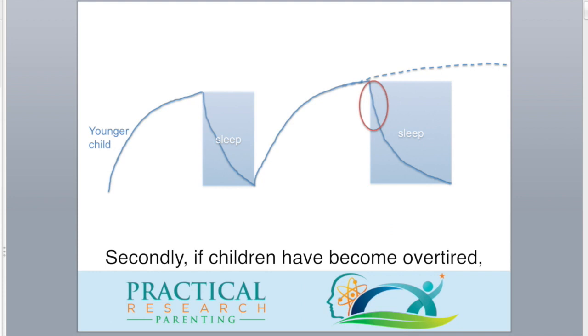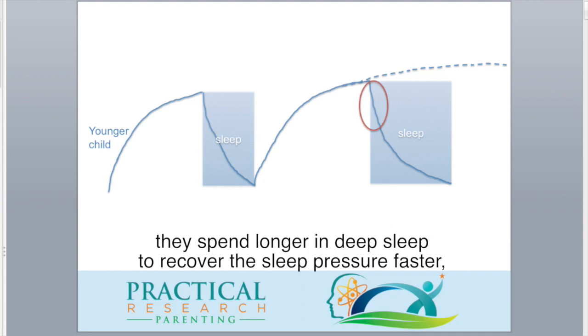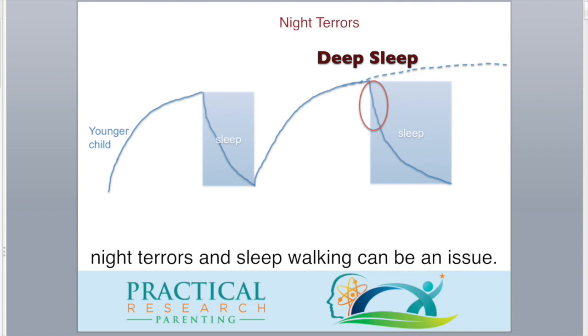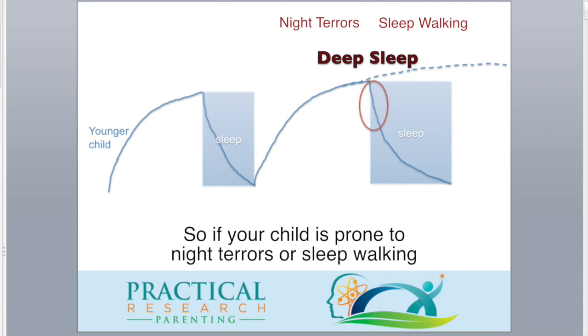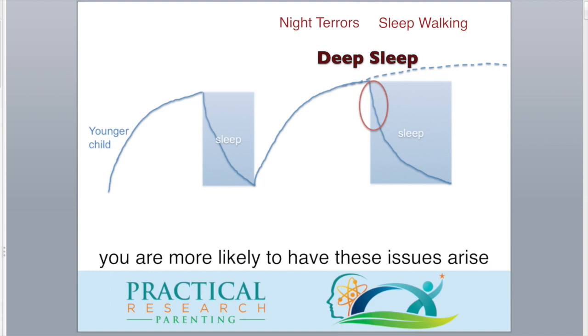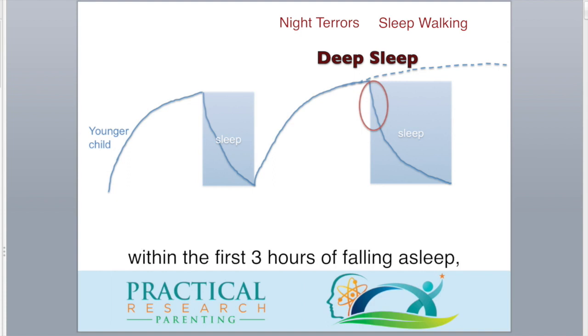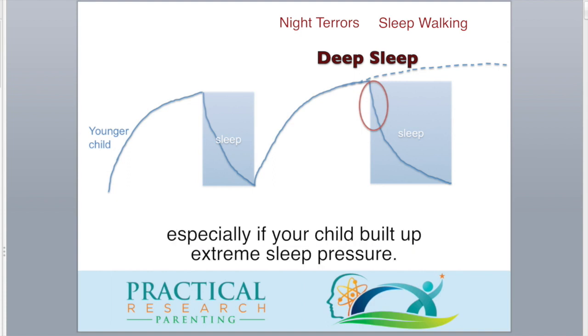Secondly, if children have become overtired, they spend longer in deep sleep to recover the sleep pressure faster, and it's in this deep sleep that night terrors and sleepwalking can be an issue. So if your child is prone to night terrors or sleepwalking, you're more likely to have these issues arise within the first 3 hours of falling asleep, especially if your child has built up extreme sleep pressure.